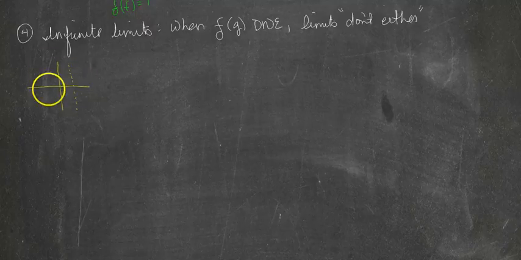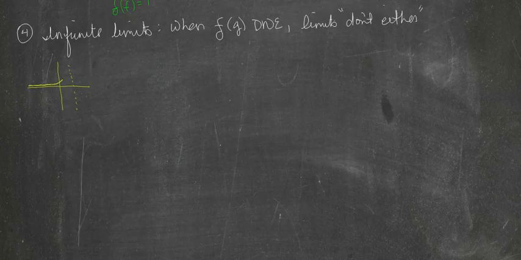When that happens, the function, as it gets closer and closer and closer to the asymptote, goes off to infinity. So say on the left hand side this one goes off to positive infinity, but on the right hand side it also goes off to positive infinity. Then what you have is a left-handed limit that equals infinity and a right-handed limit that equals infinity.